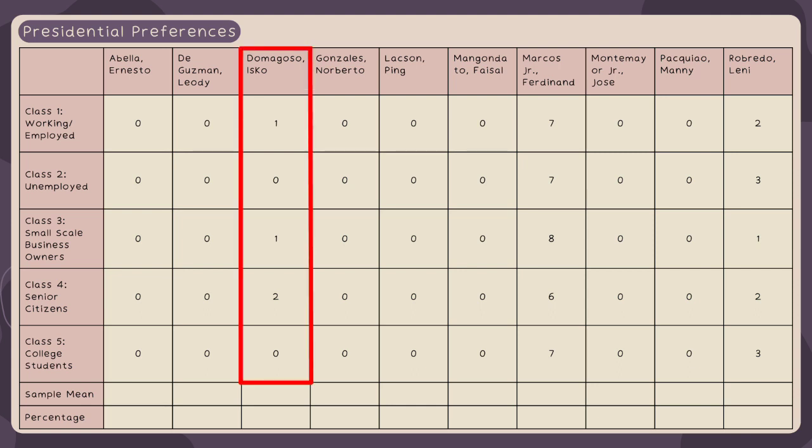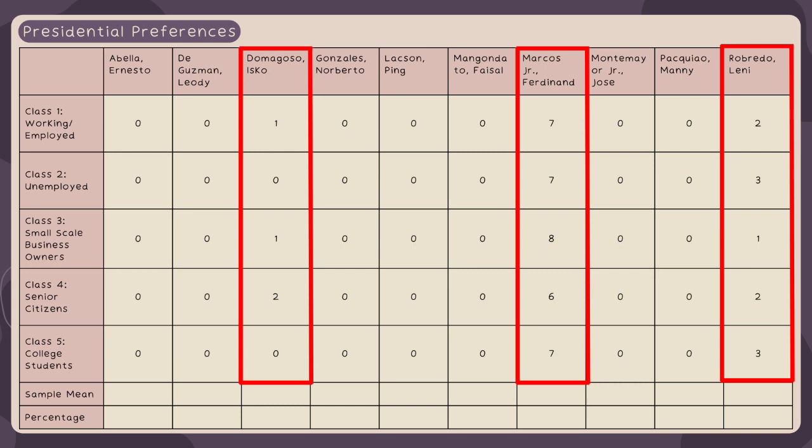Presidential candidate Isko Dumagoso had 1 vote from Class 1, 1 from Class 3, and 2 from Class 4. Presidential candidate Ferdinand Marcos Jr. had 7 votes from Class 1, 7 from Class 2, 8 from Class 3, 6 from Class 4, and 7 from Class 5. And lastly, presidential candidate Leni Robredo had 2 votes from Class 1, 3 from Class 2, 1 from Class 3, 2 from Class 4, and 3 from Class 5.